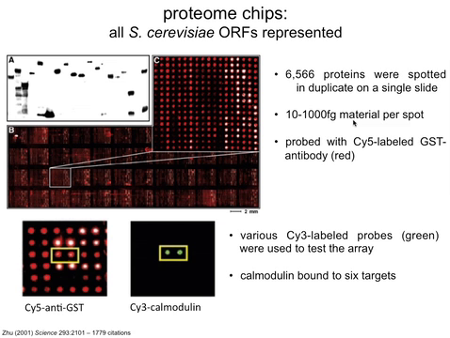But let's turn to something a little bit more complicated now. This is a proteome chip for yeast. In this case, all the S. cerevisiae open reading frames are represented, so 6,500 proteins that are spotted as GST fusions on a single slide. Very small amounts of material are required. And on this top slide here, we see the slide probed with an anti-GST antibody labeled with Cy5.